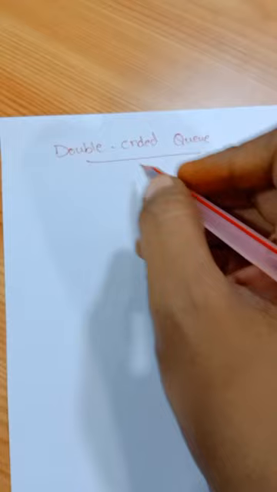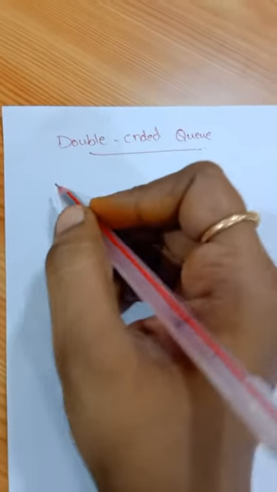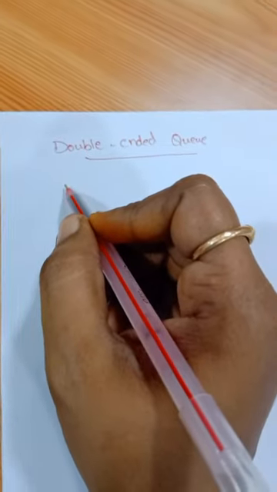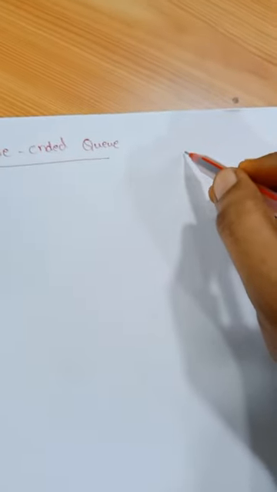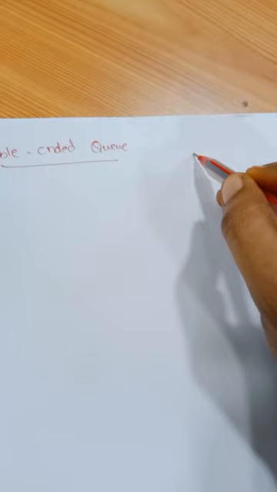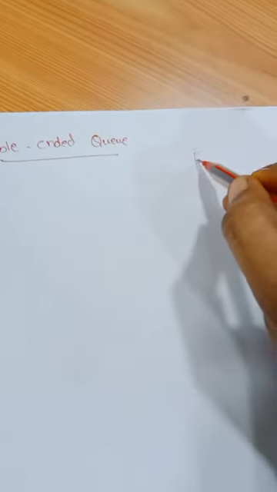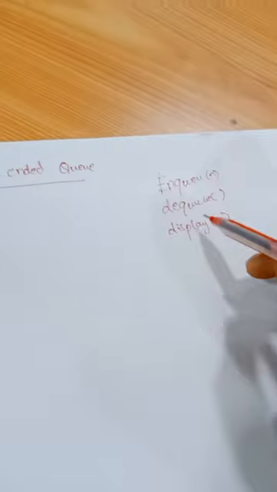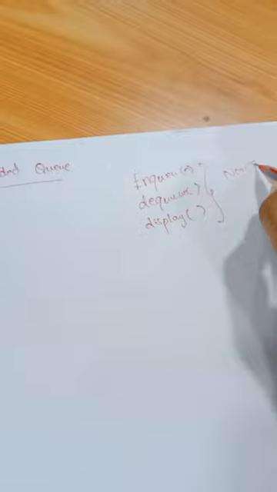Today's topic is the double-ended queue. In yesterday's class we already discussed two types of queues: the normal queue and the circular queue. The operations for the normal and circular queue are the same. The operations that we perform on the queue are NQ, DQ, and display. So these three operations are common for a normal queue and a circular queue.